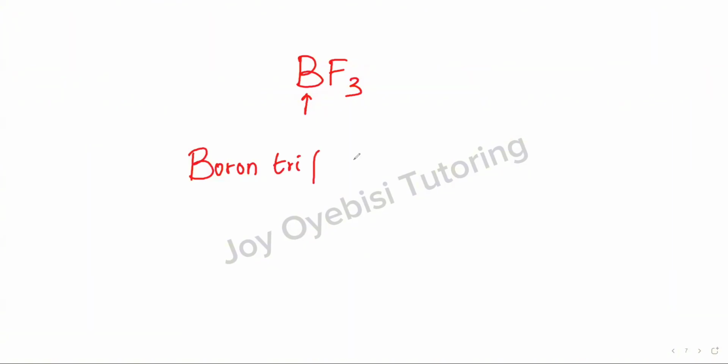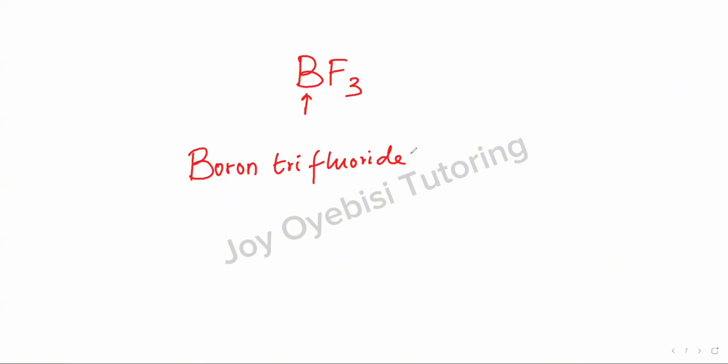Okay? If we have BF3, at this point, I would like you to pause this video and try this on your own and see if you get it, and then continue watching to see the solution. Since the first element is only one, remember we don't use mono for the first element. So we're just going to go ahead and say boron. And then fluorine, you have 3 of them. That will be tri. Fluorine becomes fluoride. So boron trifluoride. And that is it.